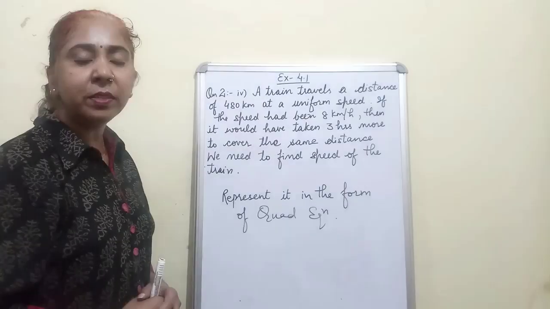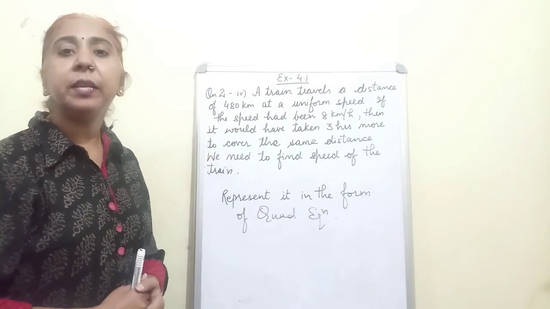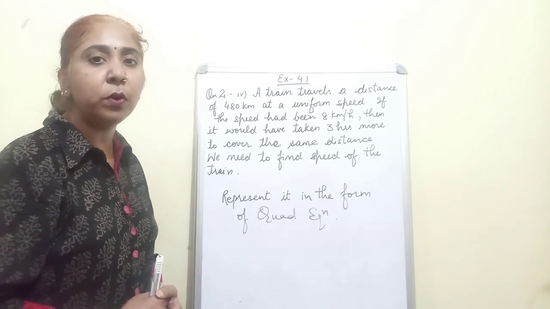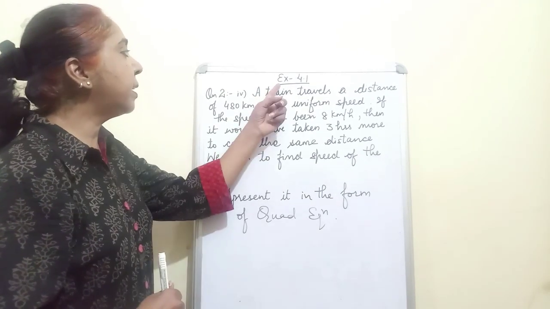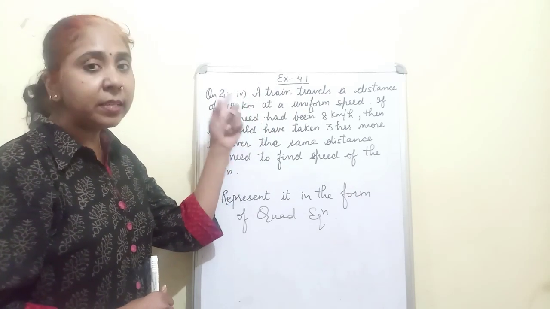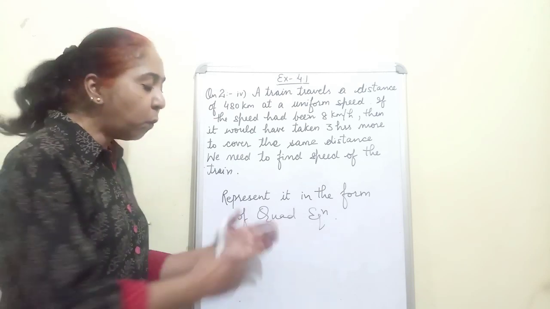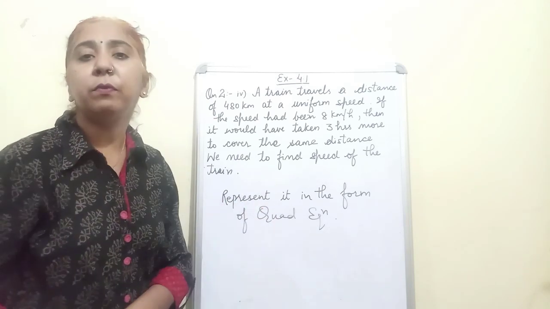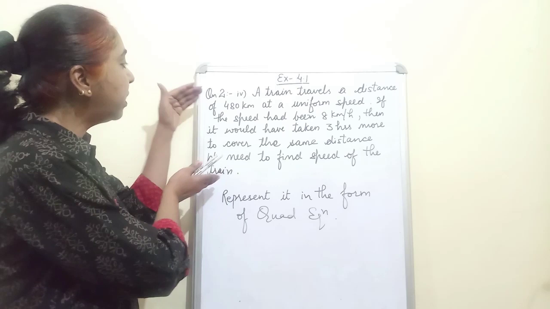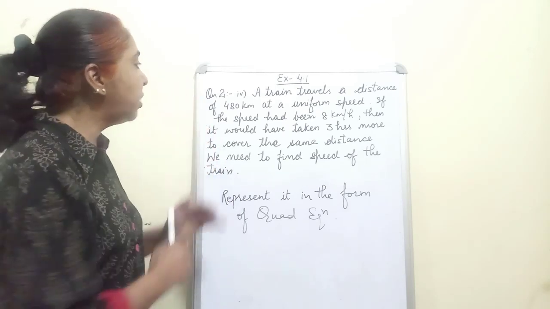Okay, good morning students. So today we'll again do a question from your quadratic equations chapter, chapter number 4. Today we'll do exercise 4.1, question number 2, part number 4. In this question we have to make a quadratic equation only. You have to frame the quadratic equation according to the given condition. Okay, let us see what the condition is.